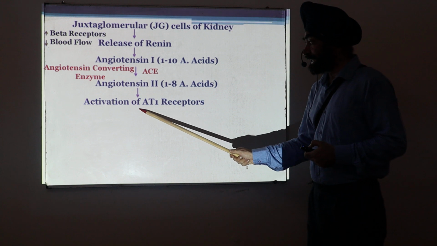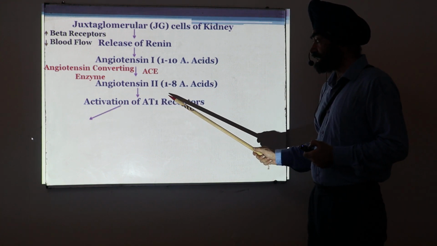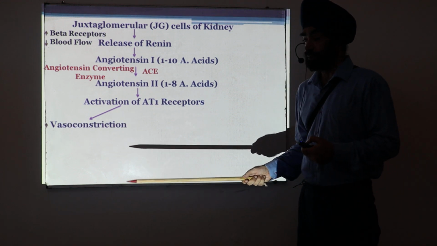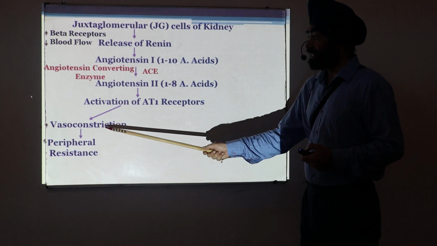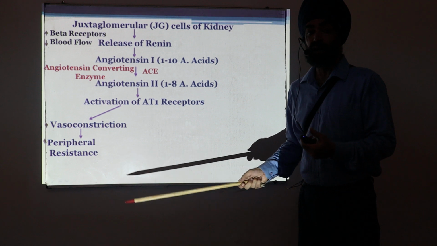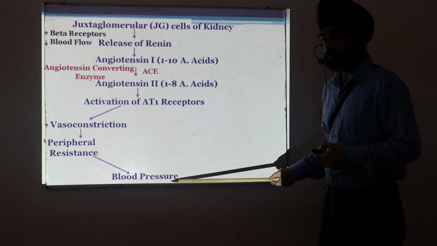It acts on the AT1 receptor, the angiotensin 1 receptors. These receptors are activated, leading to vasoconstriction, an increase in vasoconstriction. That will lead to an increase in peripheral resistance. Resistance in the arteries will be increased. That will lead to an increase in blood pressure.